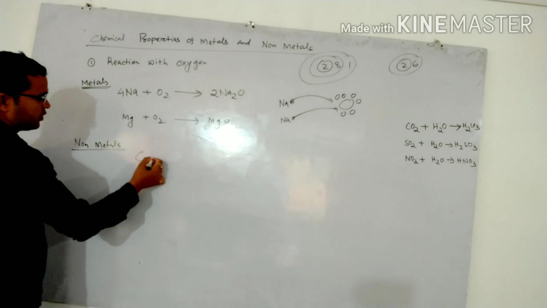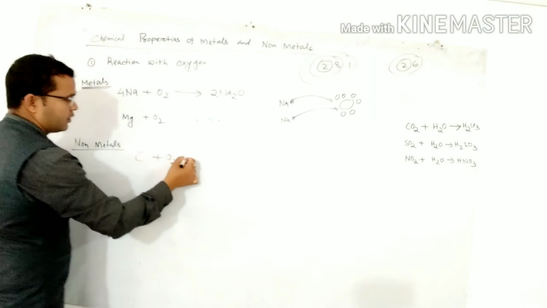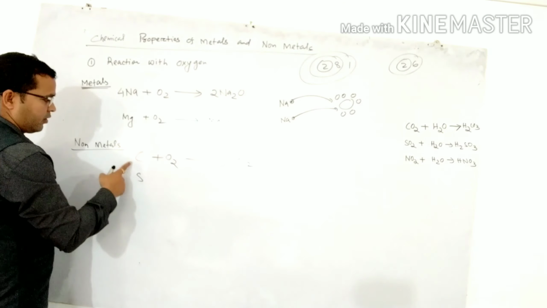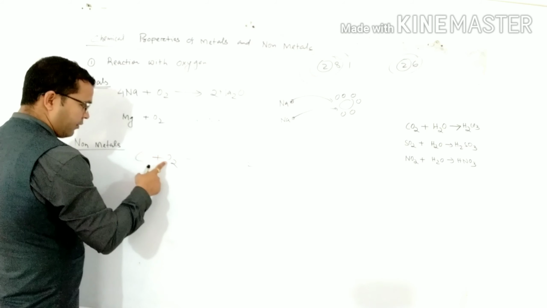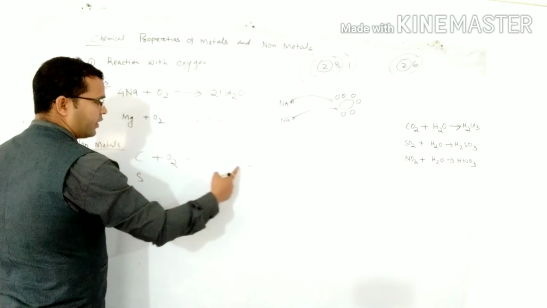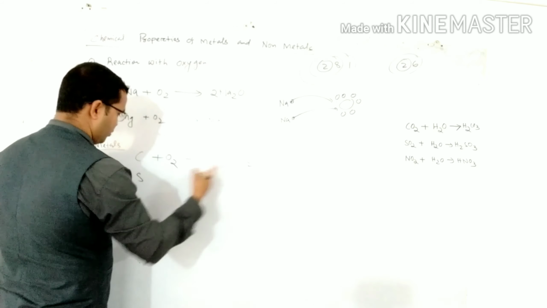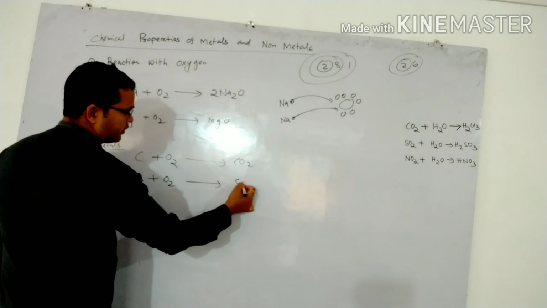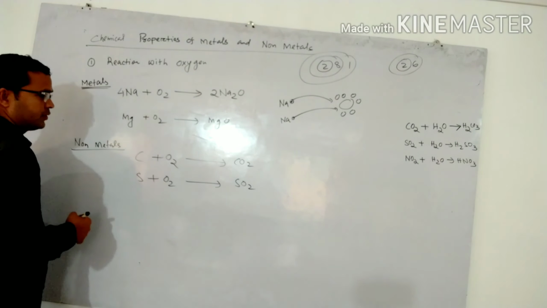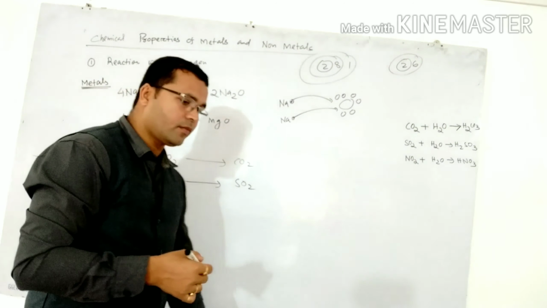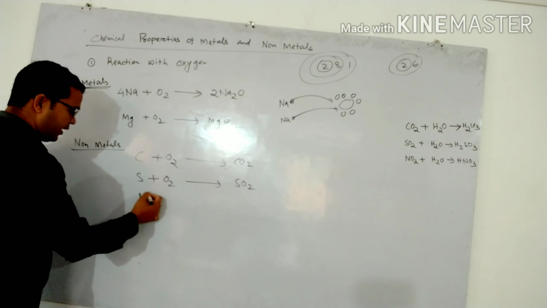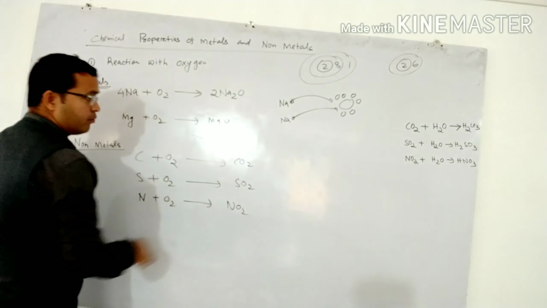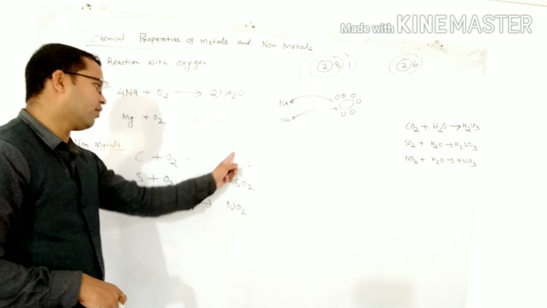For example, carbon reacts with oxygen, gives carbon dioxide. Because the valency of carbon is 4 and the valency of oxygen is 2. That's why carbon can take 2 oxygen. That's why the formula is CO2. Sulfur reacts with oxygen, gives SO2, and nitrogen reacts with oxygen, gives NO2. This reaction is not given in the book. So these are called non-metallic oxides.